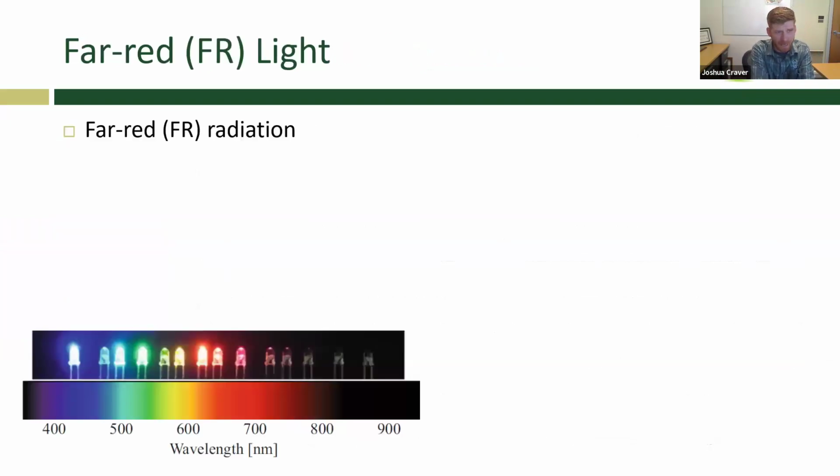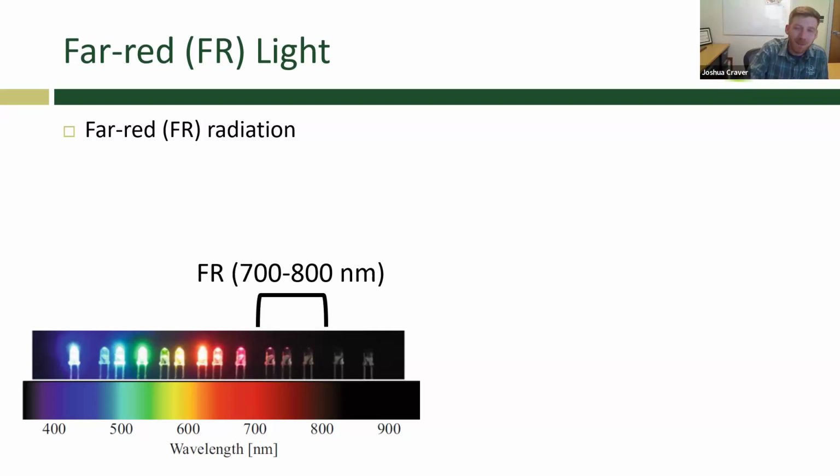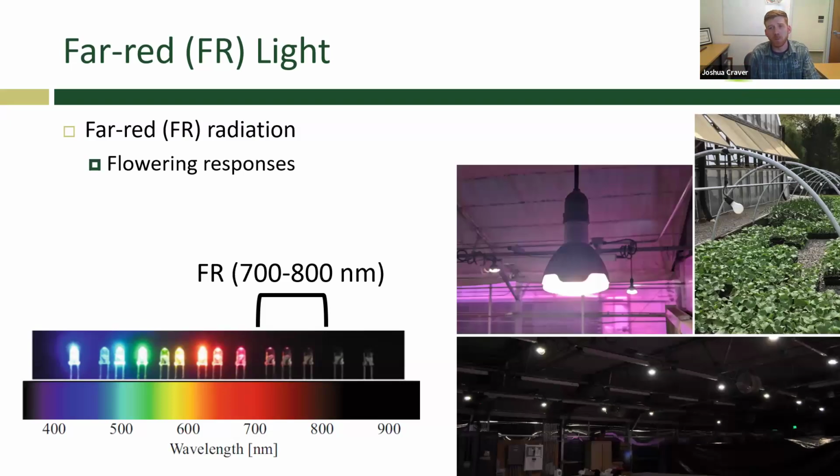And so far red radiation, as I'm sure for the many talks that you all have heard, both growers and academics alike, we're talking about 700 to 800 nanometers. And so that's the wavelength range. It falls just outside of the visible spectrum, or right on the edge of the visible spectrum, so we can kind of see far red. But as we move further up in that spectrum, it becomes very dim to our eyes. But flowering responses is what we generally associate with far red light.